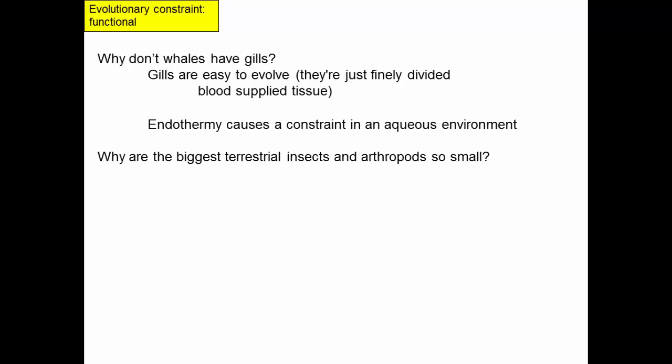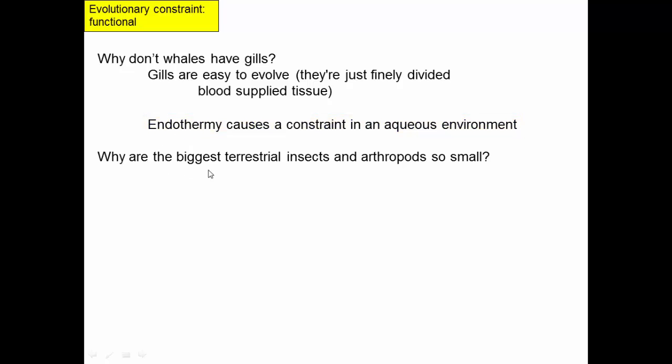So why gills haven't evolved in whales is because if we think about it, endothermy, right? Whales are warm-blooded. This causes a constraint when you're in an aqueous environment that's much colder. So the way gills work is by putting blood right up against the water so that oxygen can be exchanged. But if you are a warm-blooded animal, then you would lose all your body heat and you would quickly go into hypothermia. So if we think about the things that do have gills, they're all cold-blooded, ectothermic organisms. Endothermic organisms can't have gills. In fact, they have to cover themselves in very thick layers of fat in order to survive in water.